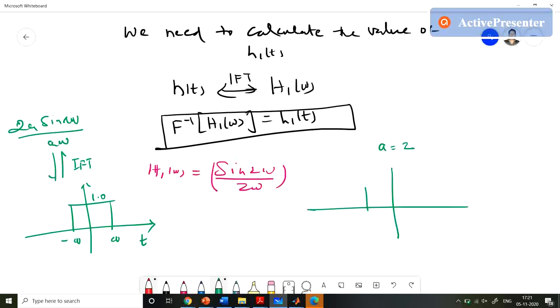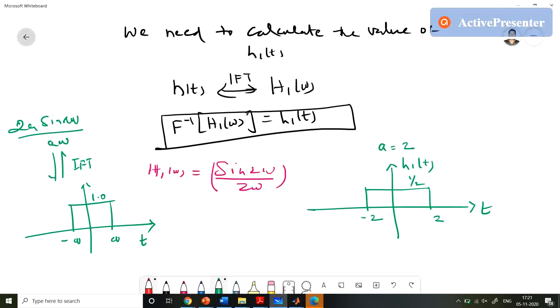So this is basically the pulse we are getting, and the pulse has an amplitude of 1 by 2. This is the amplitude, 1 by 2, and it is from minus 2 to plus 2. This is the pulse amplitude. Now this is h1(t). Now what is h(t)?